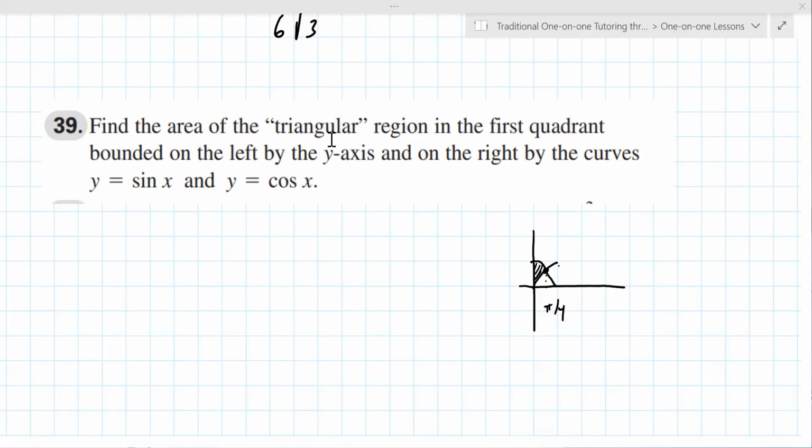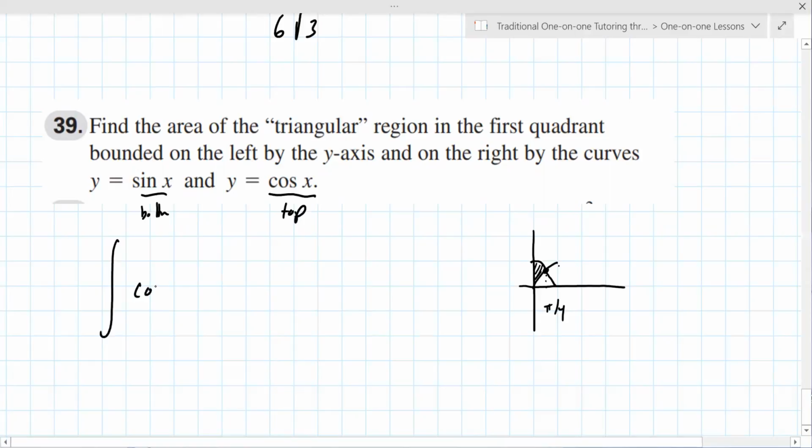It's still just a top minus bottom. Your top is cosine and your bottom is sine. So it's cosine x minus sine x. Your limits are from 0 to pi over 4. Do you want to try doing the rest of this one on your own, please, and see what you come up with? Yeah, I can do that. All right, I'll stand by.